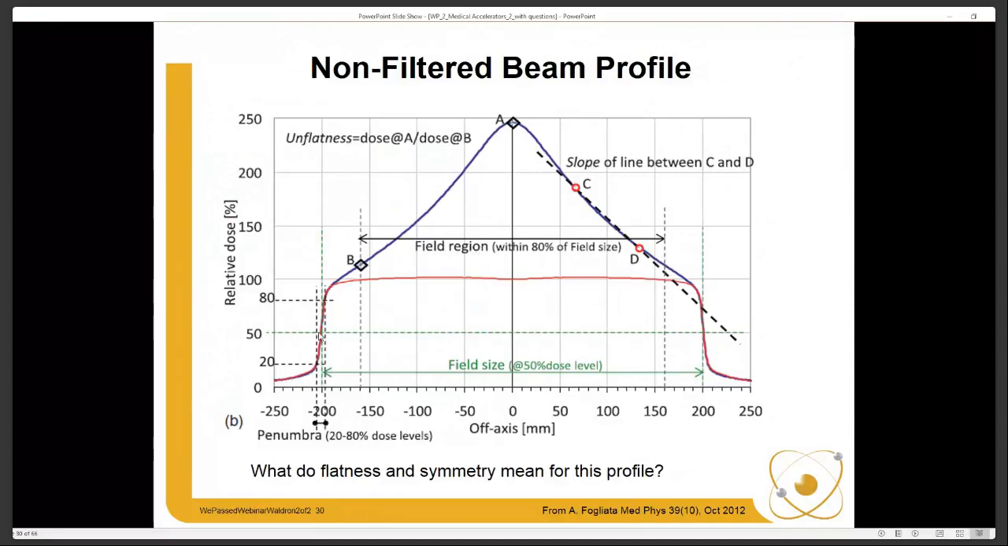Basically, if the red line is a standard beam profile, a filtered beam profile, and the blue line is my flattening filter-free beam profile, how do I now define flatness and symmetry? The main problem, of course, here is the 50% level of this number might be very unlike the 50% level of the red line. And in fact, 50% is going to be here at B. And certainly, that's probably not something I want to use to define the width of my field here. So let's look at what Fogliata had to say.